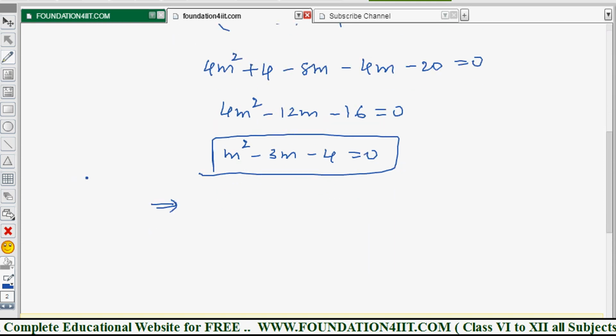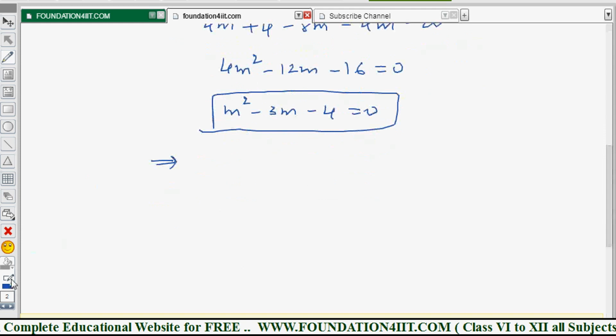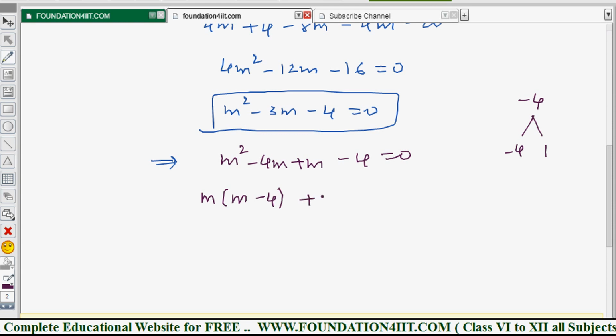Now again splitting the middle term, same like the previous exercise you learned, right? So for m², the −4 is split in two parts. 4 ones are 4, but minus 4 we need, so minus 4 into 1. So m² − 4m + 1m − 4 is equal to 0. Now take m common: m(m − 4) plus 1 common, (m − 4) is equal to 0. Now if you take (m − 4) common, then (m + 1) is equal to 0.